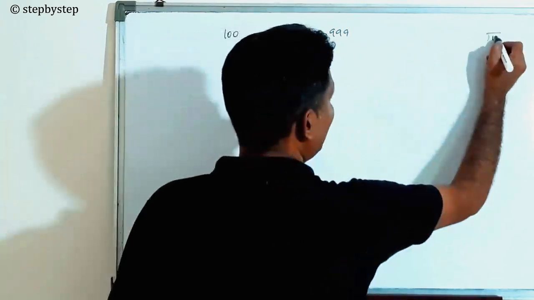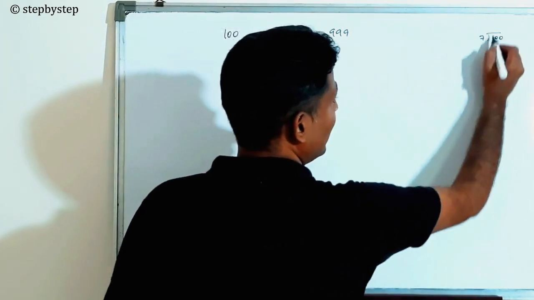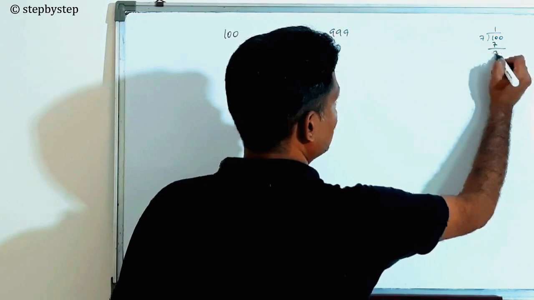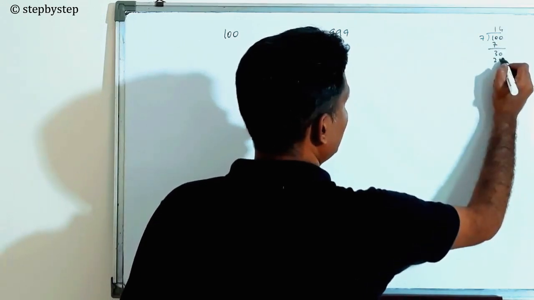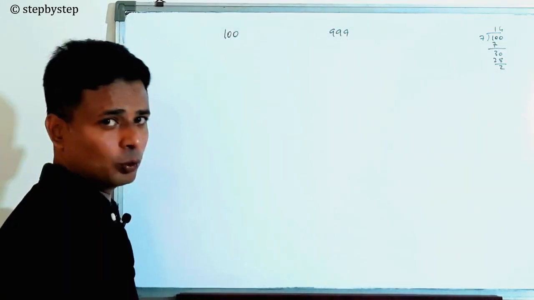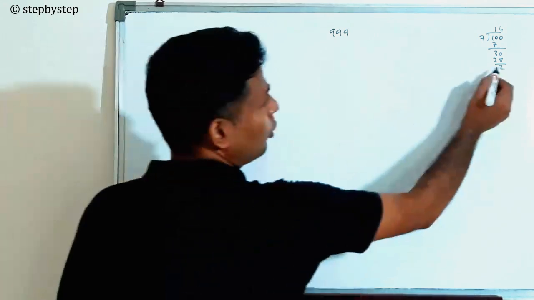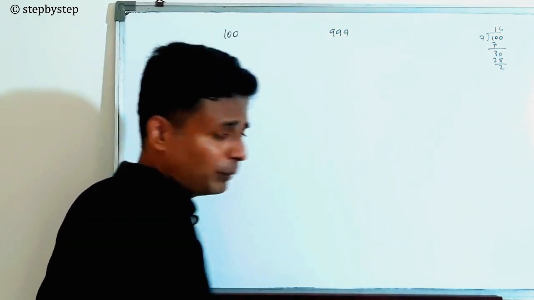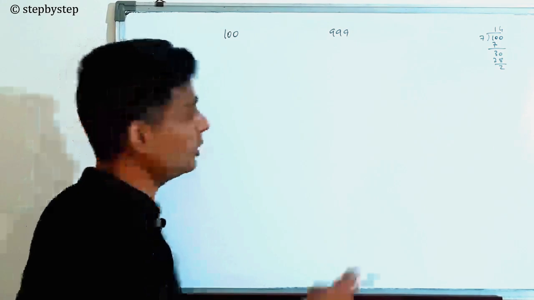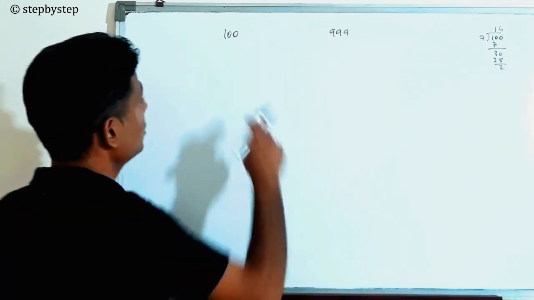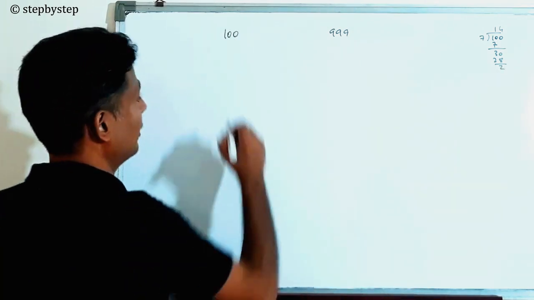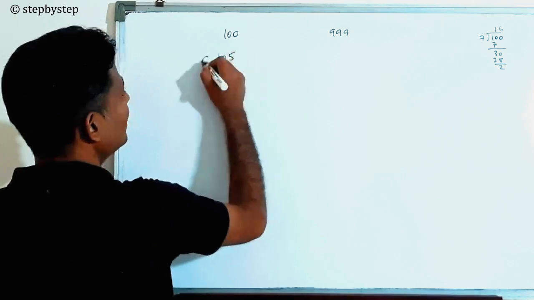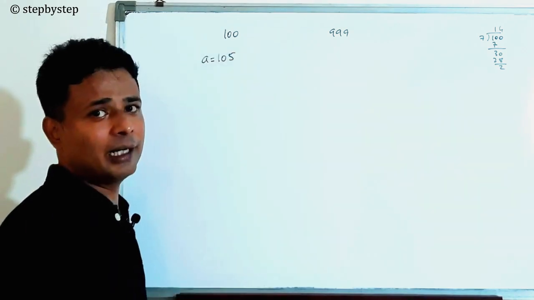So I'll divide 100 by 7. 1 times 7 is 7, 30, 4 times 7 is 28, which means the remainder is 2. For it to be divisible by 7, I'll have to add 5 to this 2 to make it 7, right? So I need to add 5 to 100. So the first number divisible by 7 will be 105.